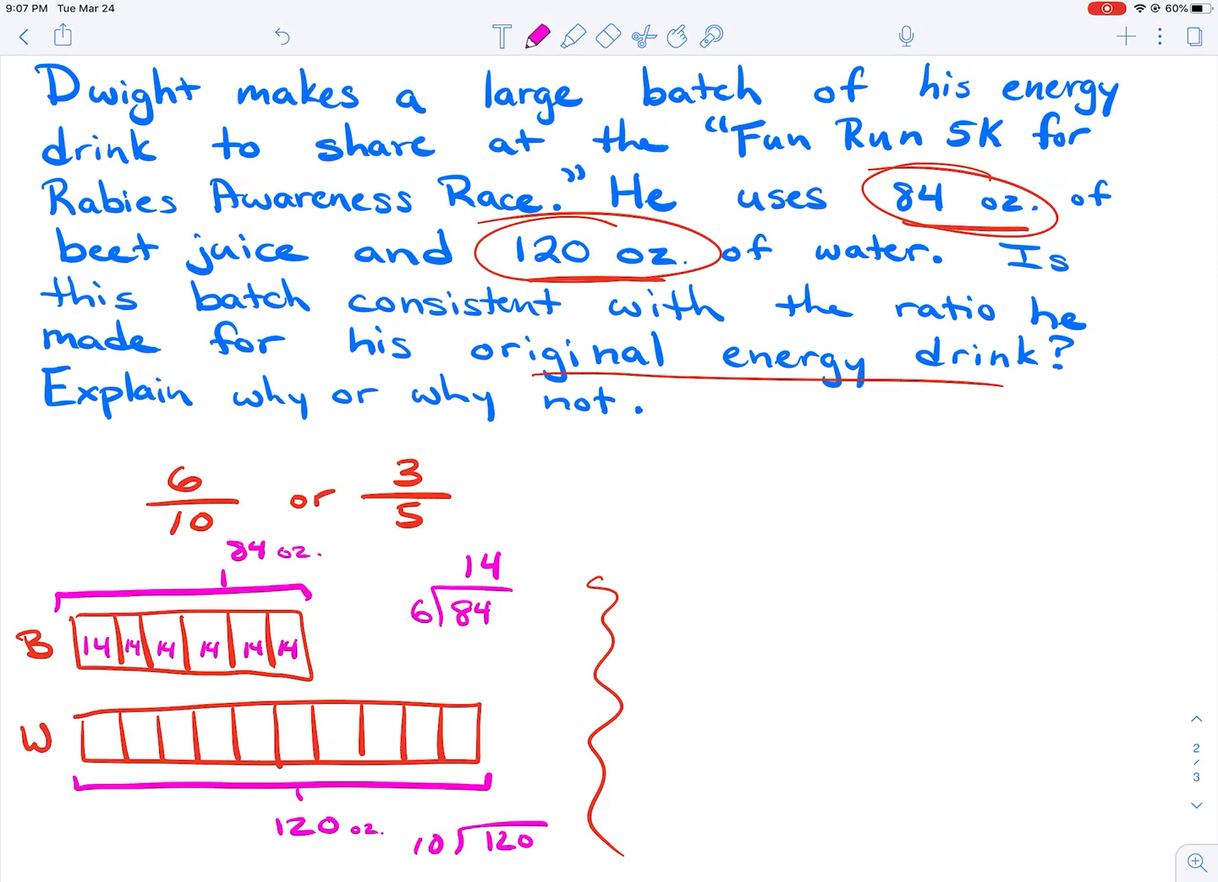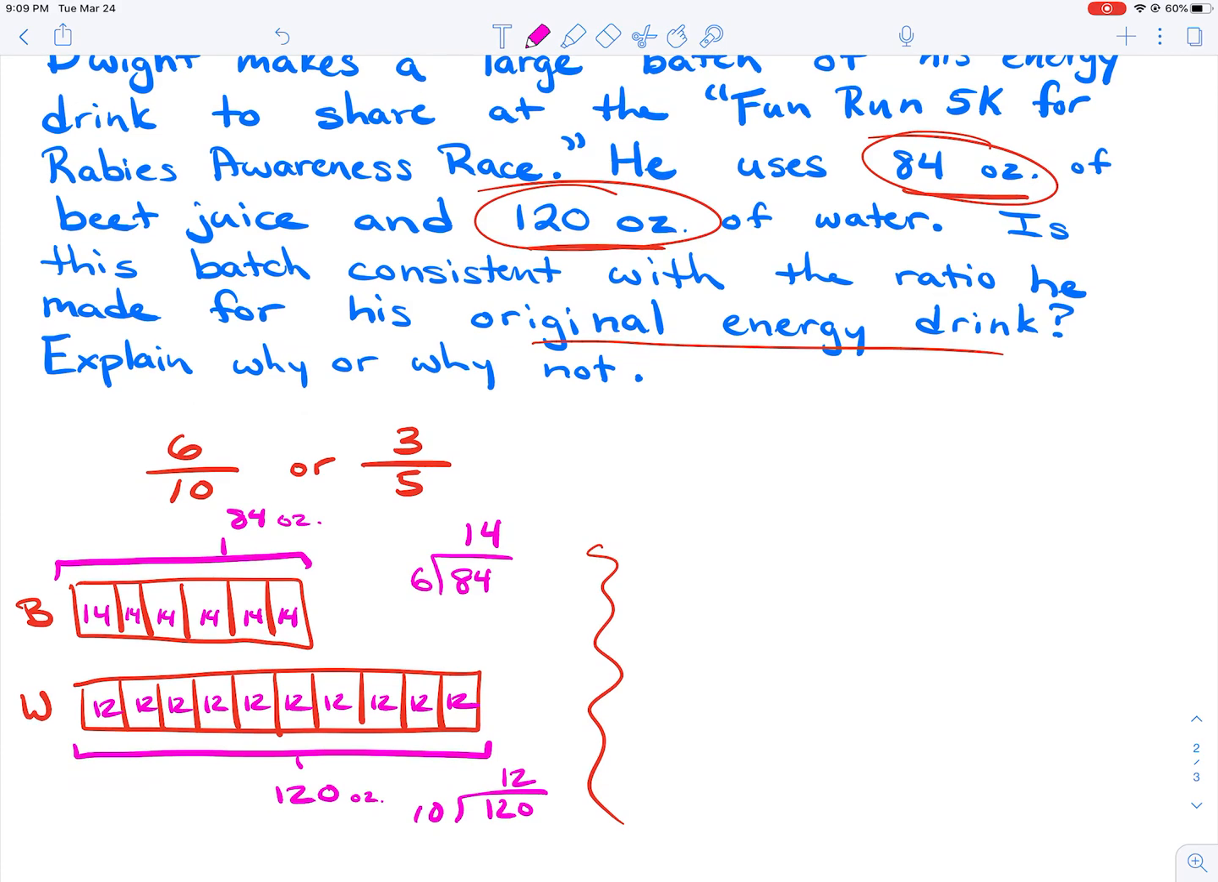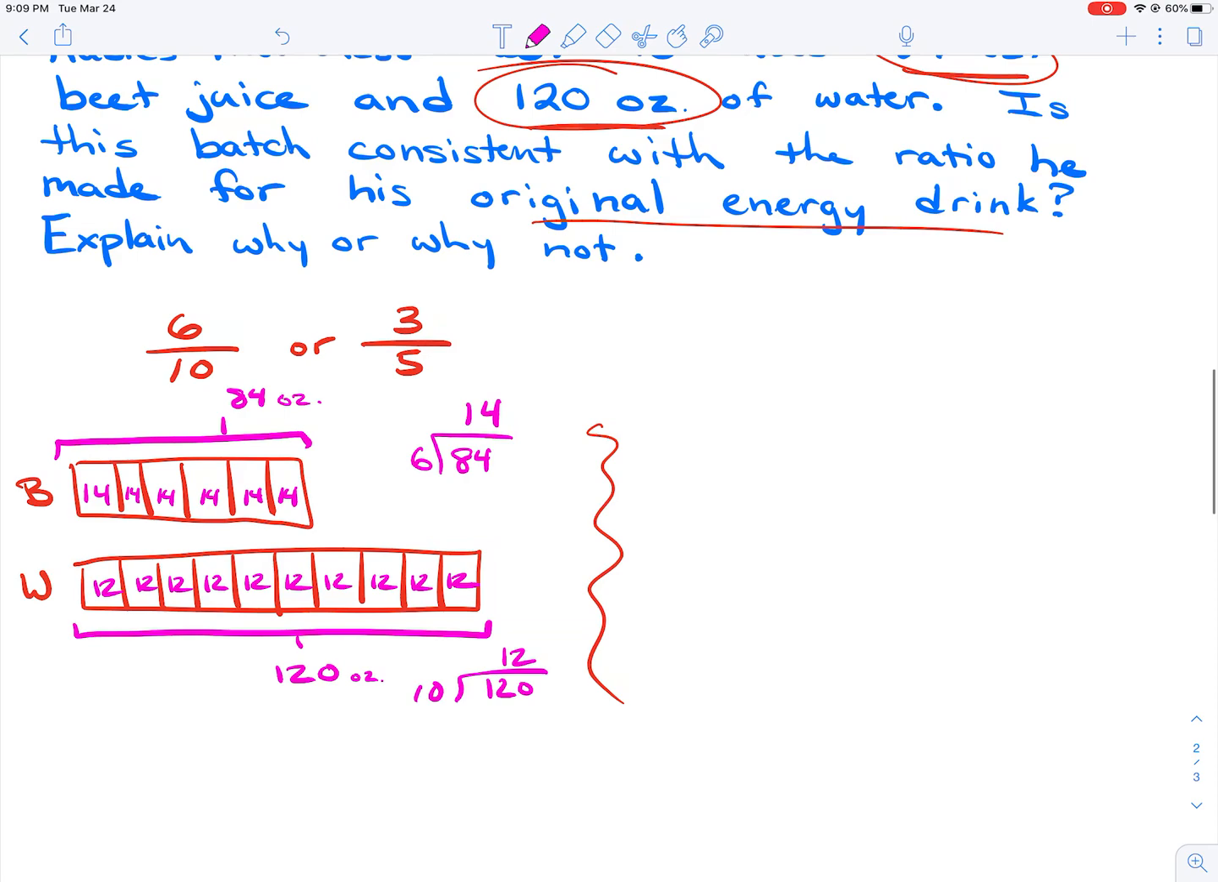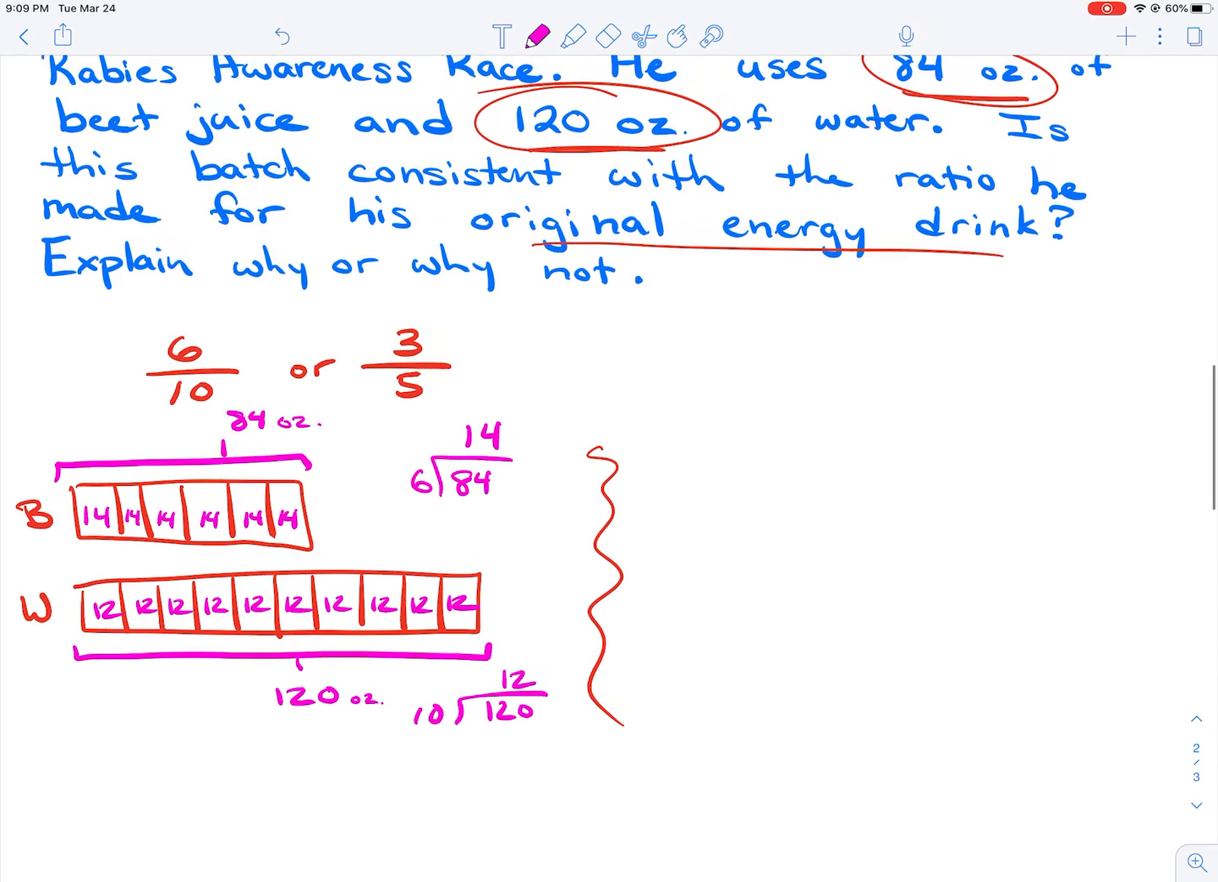Well, I can't just go and take the 14 and put it in the bottom too, because they're already telling us how many ounces of water we have. So I got to take 120 and divide it by 10. Well, when I do that, I get 12. So therefore, I don't have the same unit value. I have 2 different unit values. I have a unit value for beet juice, and I have a unit value for water. So with that said, I do not have a consistent ratio, because in order to have a consistent ratio, I have to have the same unit value for both.